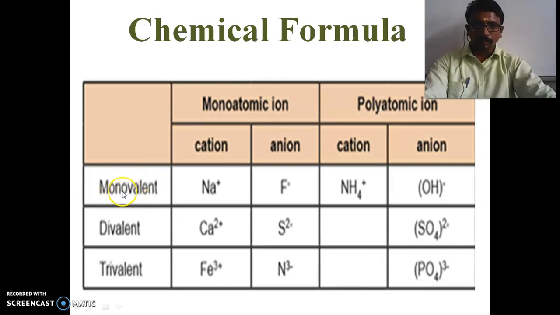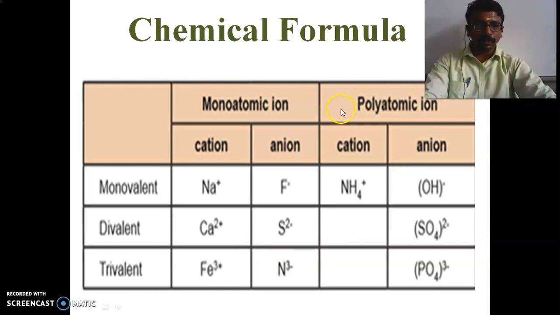In monovalent, the cation is Na+ and the anion is F-. For divalent, the cation is Ca2+ and the anion is S2-. For trivalent, the cation is Fe3+ and the anion is N3-. These are all examples of monoatomic ions.